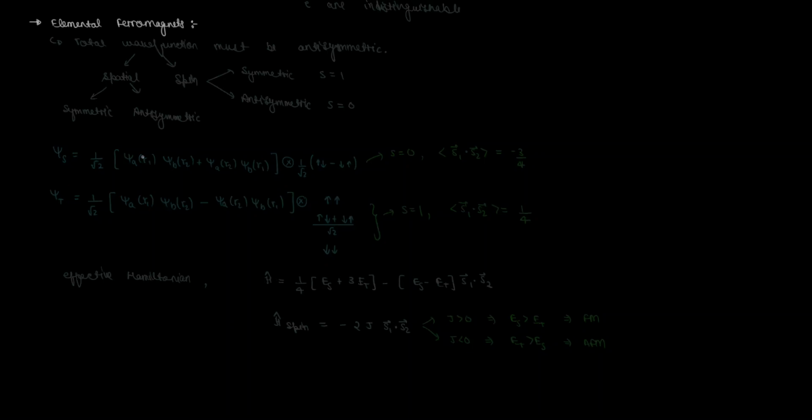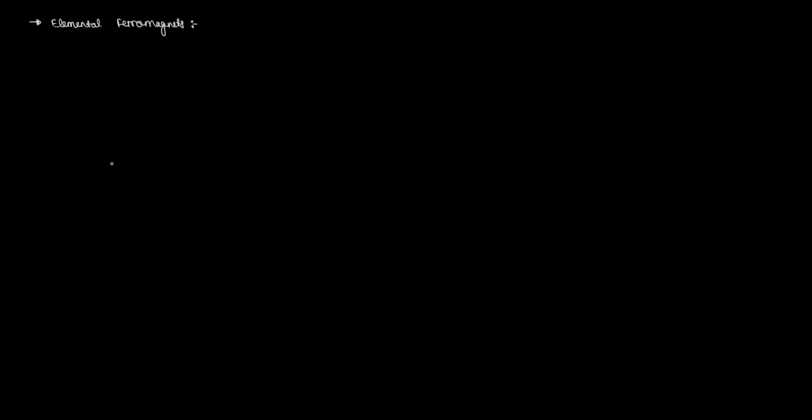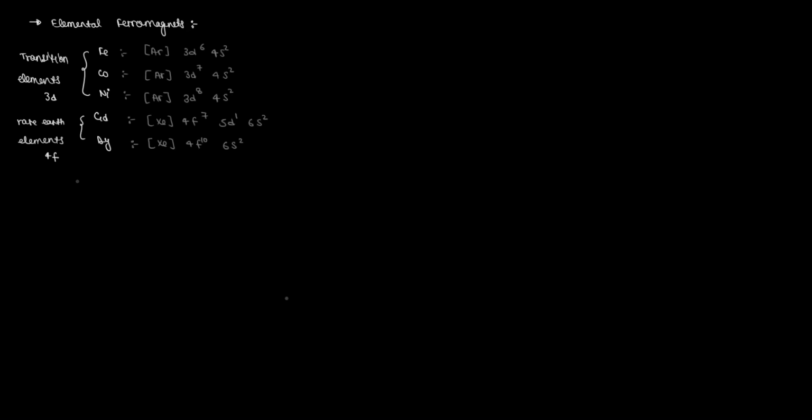So this much we have discussed in the previous video. Now let's move forward. Before moving forward, I must tell you the fact that there are only 5 elemental ferromagnets, which are iron, cobalt, nickel, gadolinium, and dysprosium. The first 3 are transition elements in which the free electron is in the 3d shell, while the remaining 2 are rare earth elements with 4f configuration, with the electronic configuration as shown here. Among these 2 rare earth elements, the Curie temperature for gadolinium is about 20 degrees Celsius, while the Tc for dysprosium is very low, about 88 Kelvin.